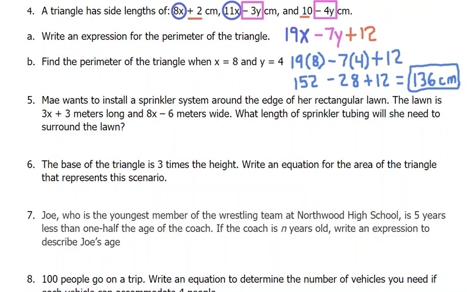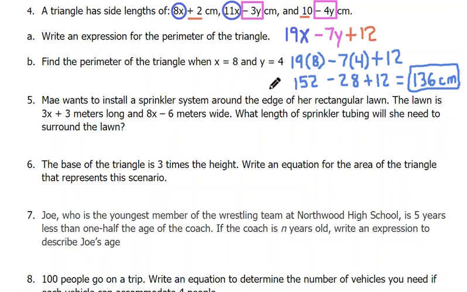All right, number 5, it says May wants to install a sprinkler system around the edge of her rectangular lawn. The lawn is 3x plus 3 meters long and 8x minus 6 meters wide. What length of sprinkler tubing will she need to surround the lawn? Okay, so this told us it's a rectangle, and we're going around the lawn, so that means perimeter.